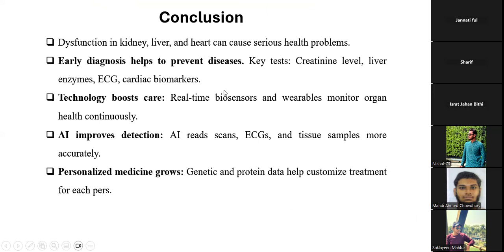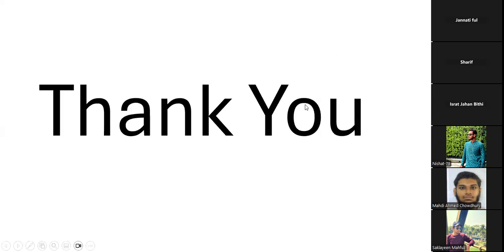Conclusion: dysfunction in kidney, liver, and heart can cause serious health problems. Early diagnosis helps to prevent diseases. Key tests such as creatinine level, liver enzymes, ECG, cardiac biomarkers, etc. Technology boosts: real-time biosensors and wearable monitors track organ health continuously. AI improves detection. AI reads ECG and tissue samples more accurately. Personalized medicine grows. Genetics and protein data help customize treatment for each patient. Thank you.